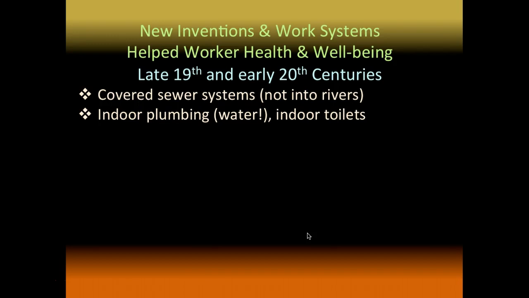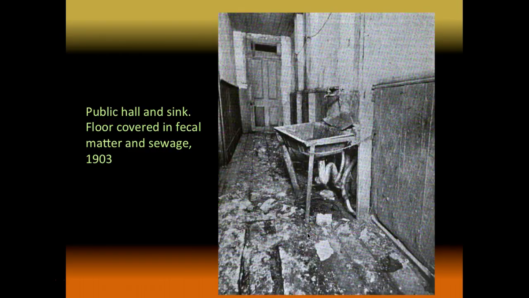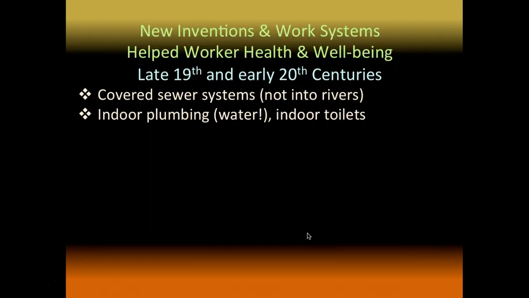Eventually, new inventions and work systems started to help worker health. And if you think about it, the wealthy people didn't live in a place like this. They didn't deal with this. Wealthy people had nice mansion homes in the suburbs, away from the city, away from all of this disgustingness. They didn't have to deal with that.